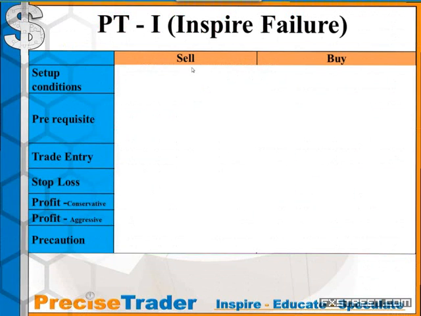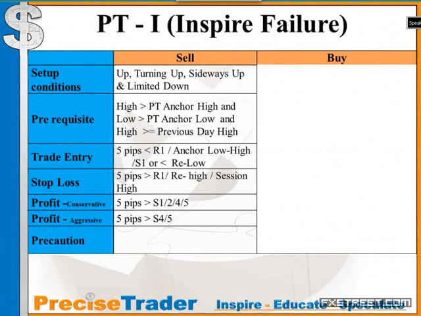The next strategy, we call it inspire or failure. Basically the set of conditions is still the same. The prerequisite is the high is greater than anchor high, and the low is greater than anchor low, and the high is greater than previous day high. So basically the market had a strong breakout, and we expect the market to move further up, but unfortunately, the move did not happen, like I said earlier on. This is a failure. So the market reversed.